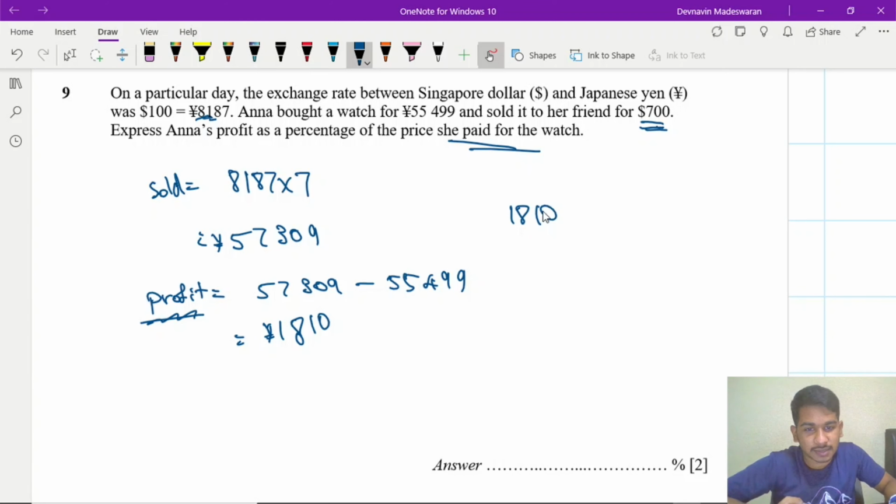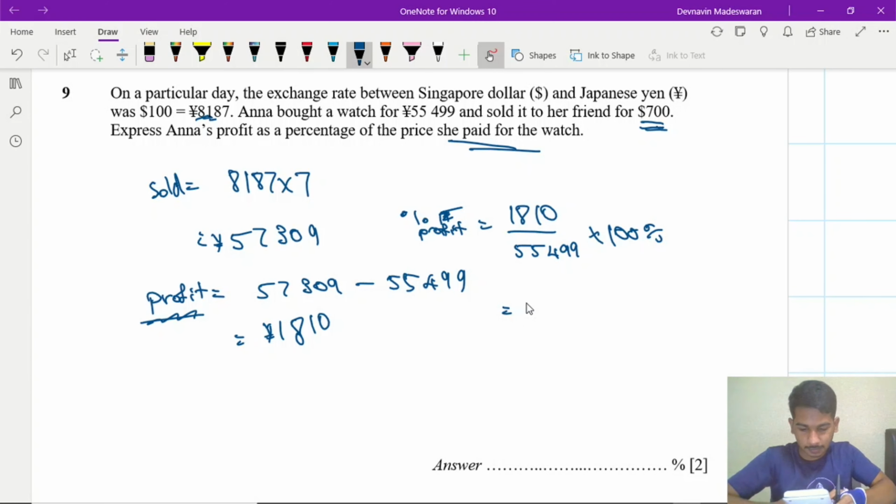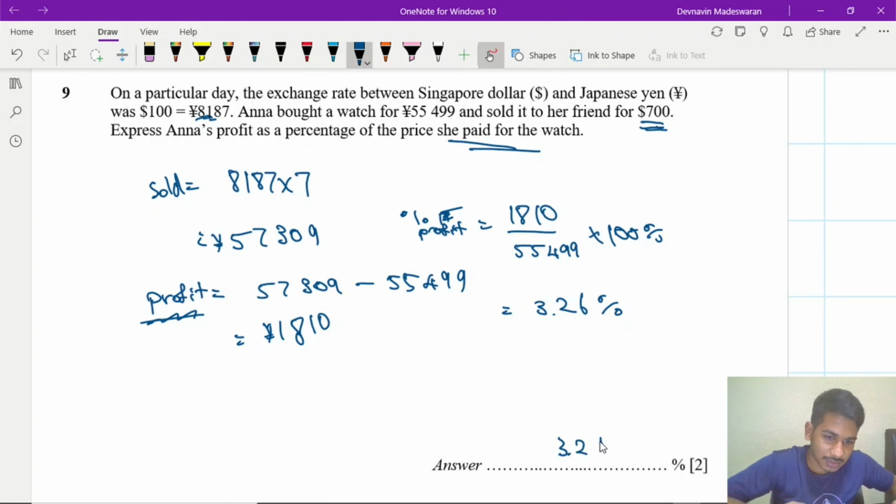Now I just want to express it as a percentage, so it's going to be over the cost, which is 55,499 times 100%. 1810 times 100 over 55,499 is going to be 3% profit. Not too much. You can make a lot more profit in real life. 3.26.